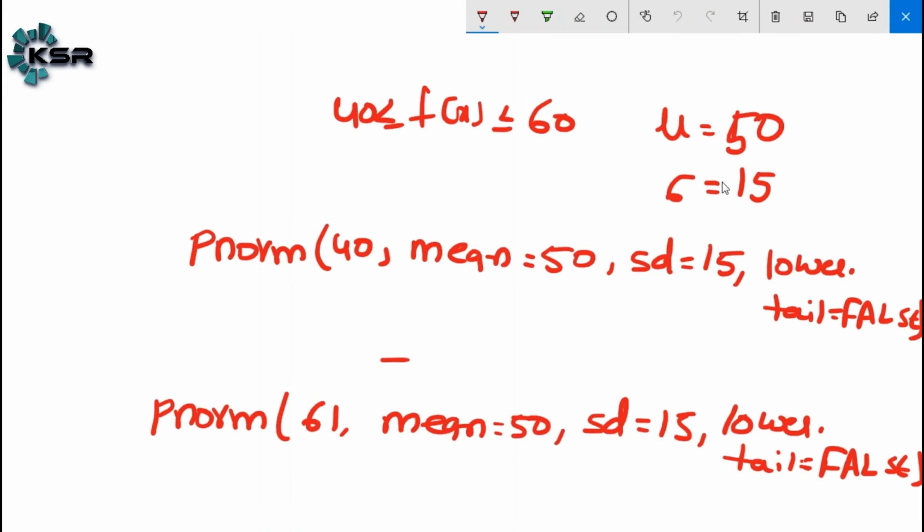The first one I got it. The 40, lower.tail equal to FALSE. That means lesser than 40? No. Lower.tail equal to FALSE means it will go to the upper side. Lower.tail equal to TRUE means the lower side.